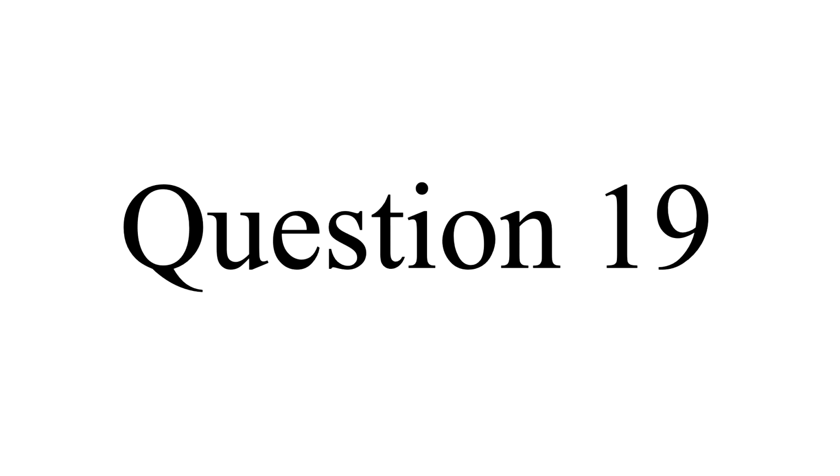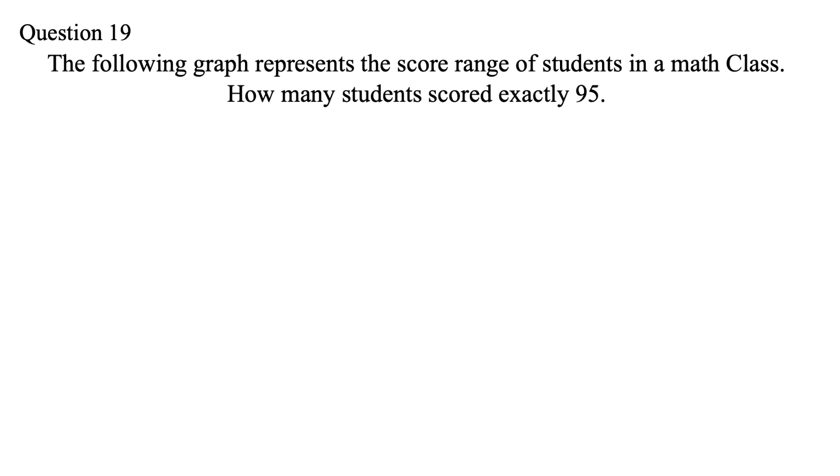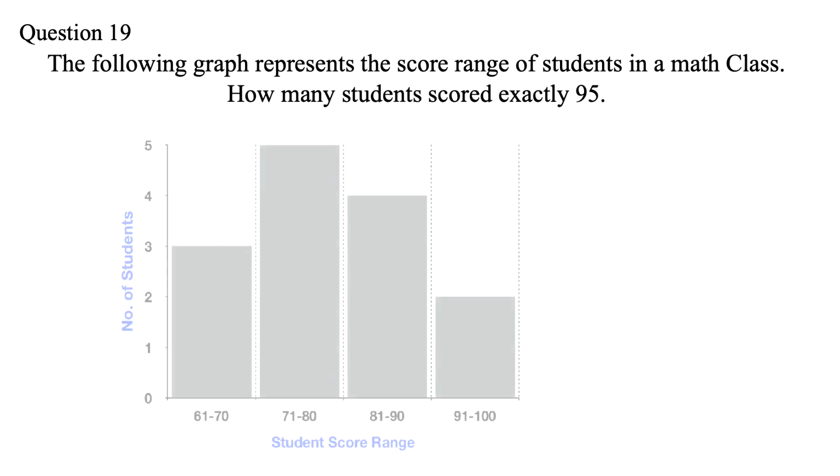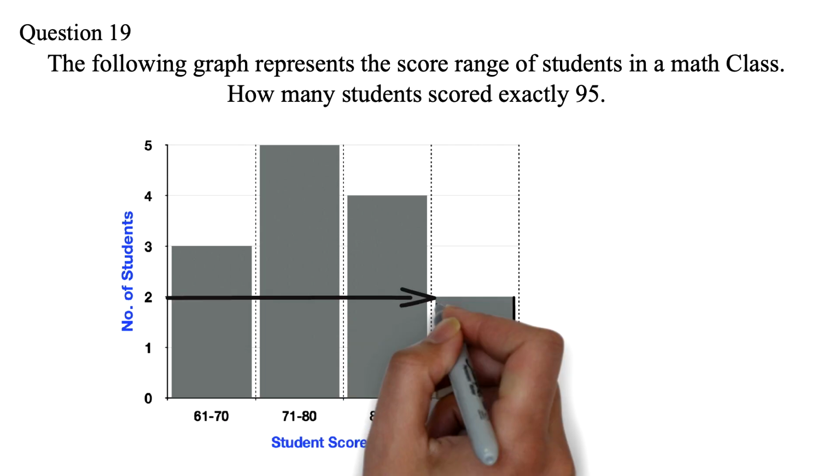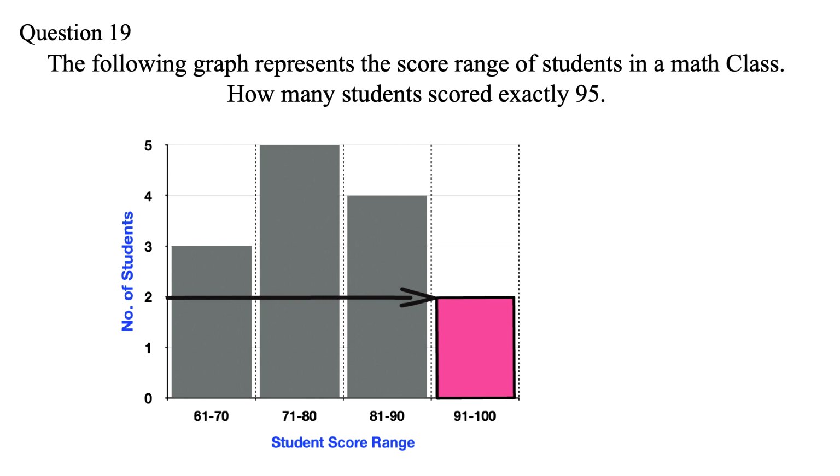Question 19. The following graph represents the score range of students in a math class. How many students scored exactly 95? This is a trick question. Most students assume that the answer is 2 students, since the 95 is within this range 91 to 100.